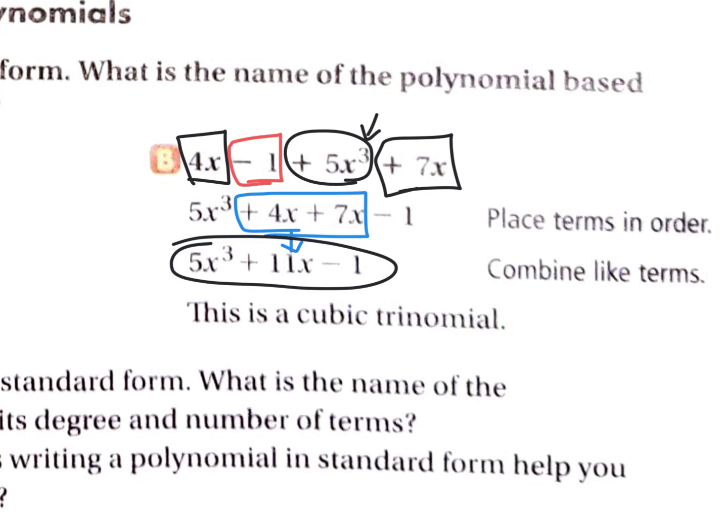By combining those, now we have less terms. So first of all, this is to the 3rd power, our highest power, highest exponent on the variable. So that makes it cubic, 3rd power. Just like when something's to the 3rd power, it's cubed. And then by combining, now we actually only have 3 terms. So this is now a trinomial.